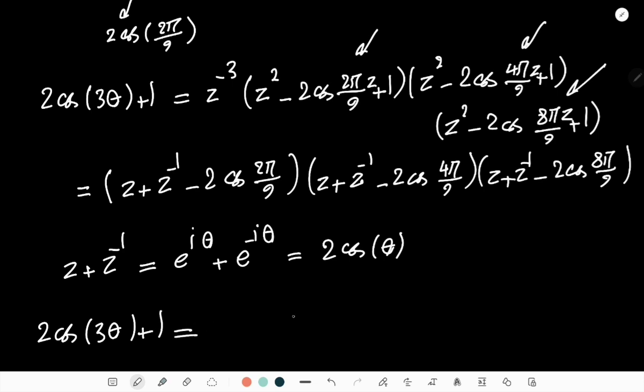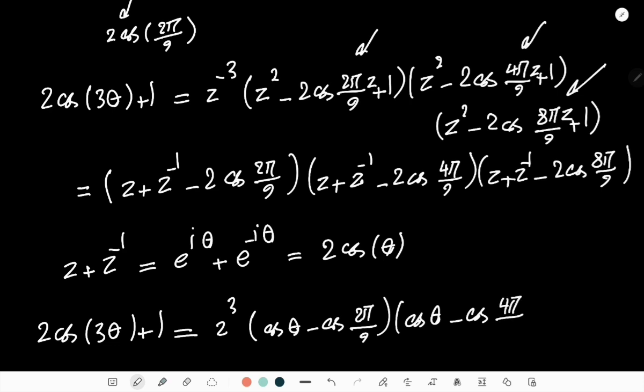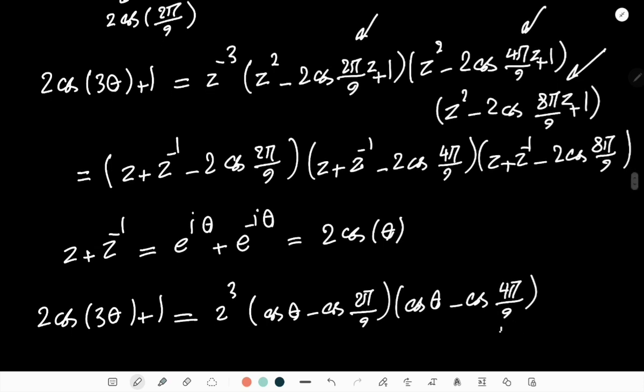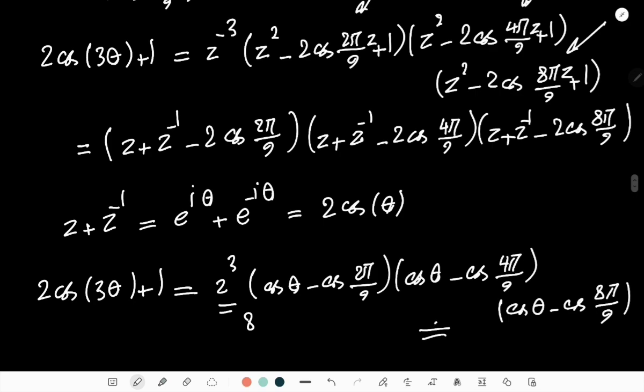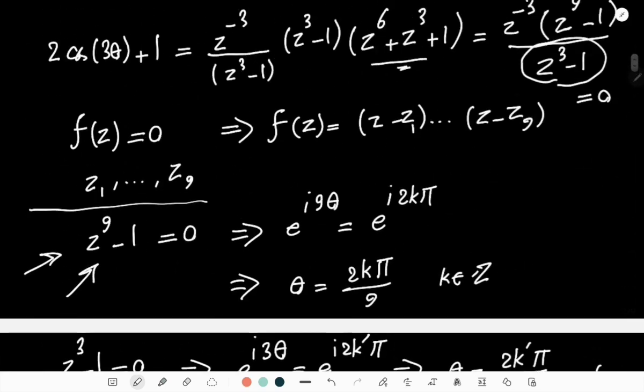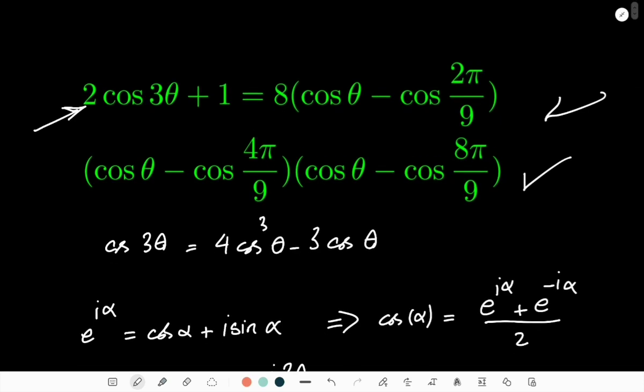This is equal to basically each parenthesis, you can factorize 2. Then you get 2 to the power of 3 times cosine of θ minus cosine of 2π over 9 times cosine of θ minus cosine of 4π over 9 times cosine of θ minus cosine of 8π over 9. And 2 to the power of 3 is basically 8. Okay? And this was precisely what we had in the beginning. If I go back all the way up here, this is exactly the same identity.